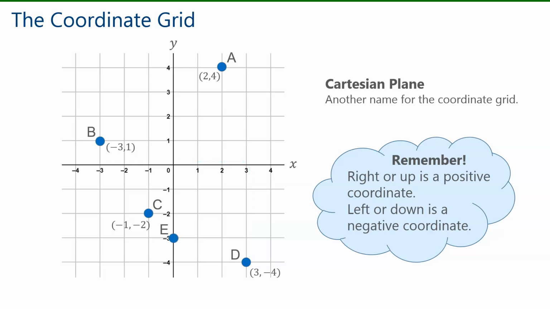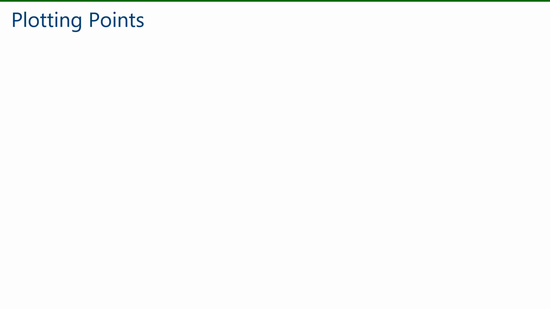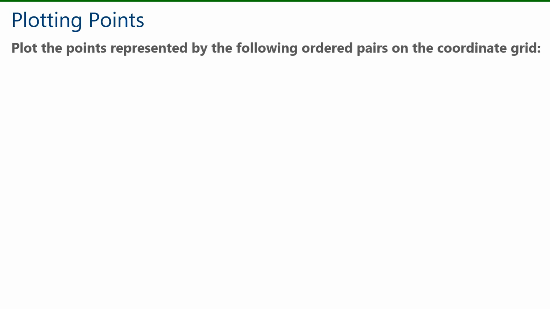Finally, what are the coordinates of point E? From the origin, we don't need to move left or right. We only need to move down 3 units. So the coordinates of point E are 0, -3. In the previous slide, we were given a point and asked to determine the coordinates. In this example, we're going to plot the points if given the coordinates.